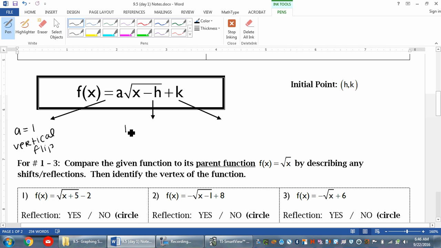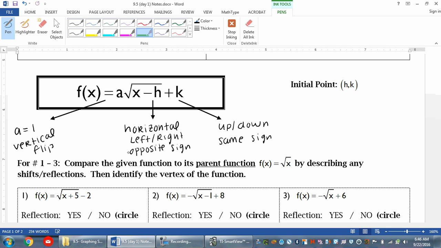This h is going to tell me my horizontal. My horizontal is the opposite sign. So that's left to right. It's always opposite. Now k is going to move my eyebrow up or down, and it's the same sign. So very similar to absolute values and quadratics. And again, the initial point is going to be h, k.